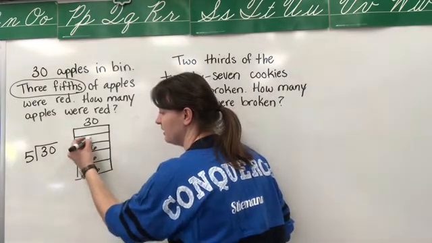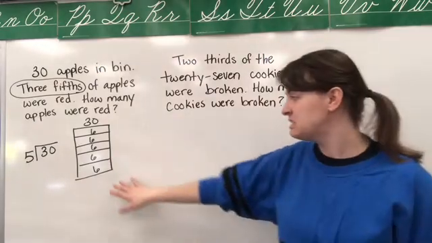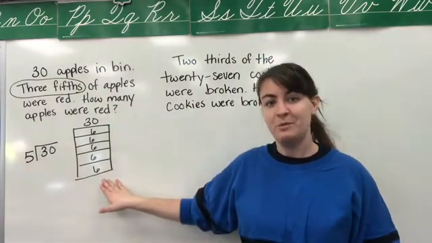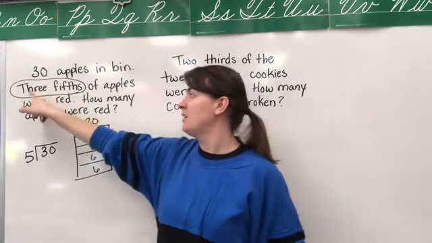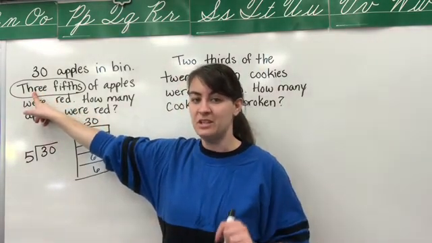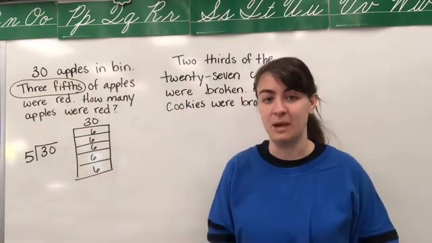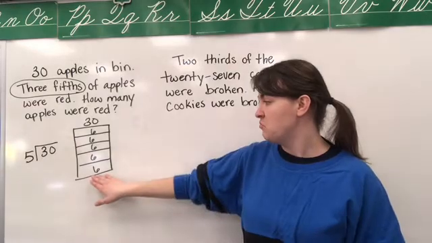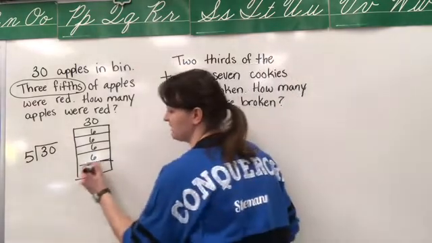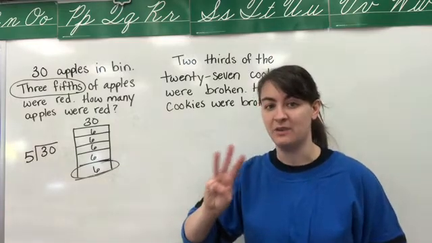Now before, this is where we would stop. This is where we would end. Our answer is 6. That's all we needed. Because before, instead of it saying 3/5, it would say 1/5. This is where our lesson is a little bit different. We're now adding an extra step. Because I don't just want 1/5. I don't just want 6 apples and that's it. I want 3 of those 5 parts.